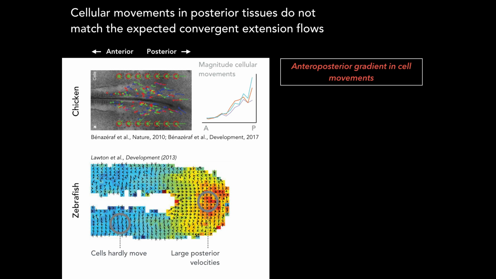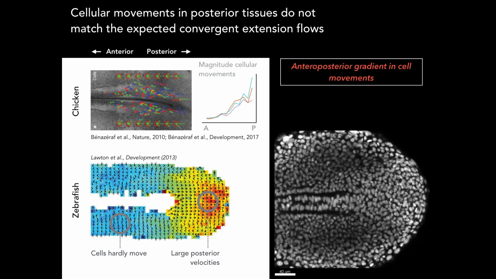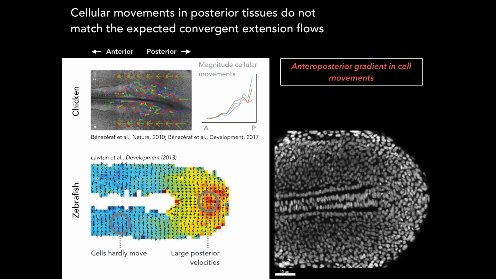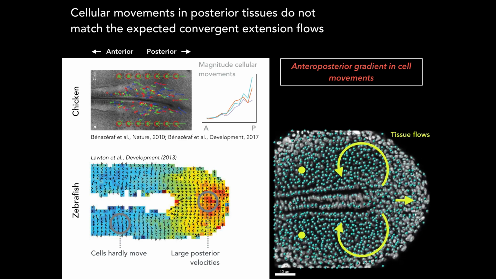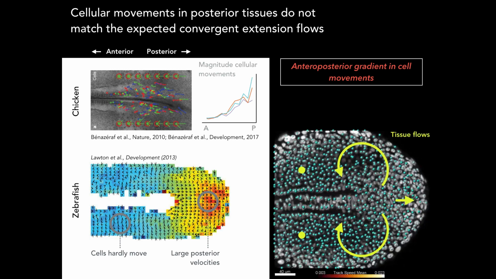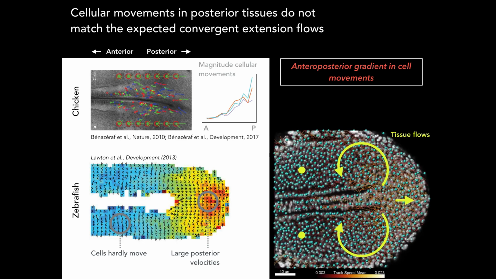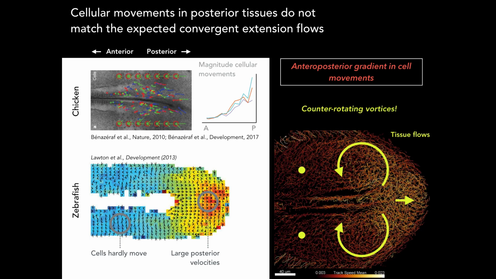And we were very surprised about that when we saw it, because this was reported by the group of Olivier Pourquié in chick and Scott Holley in zebrafish, and we were very surprised because this cannot be explained with convergent extension. So we decided to look a little bit more into these flows and these cellular movements, and here I'm showing you a time lapse. Actually, you're seeing all the cells in the embryo, and now we can track all the cells, and I'm going to show you both the cellular movements, and I'm sketching on top of that the flows in the tissue.